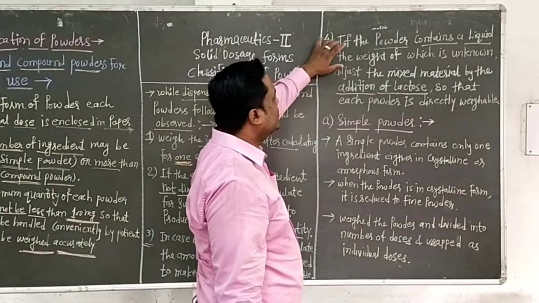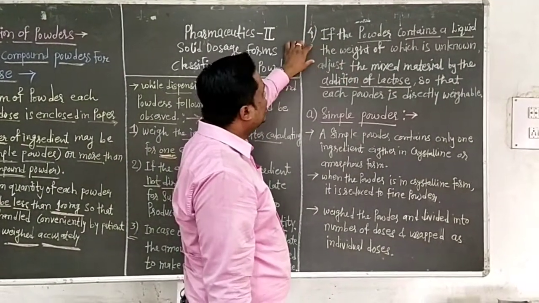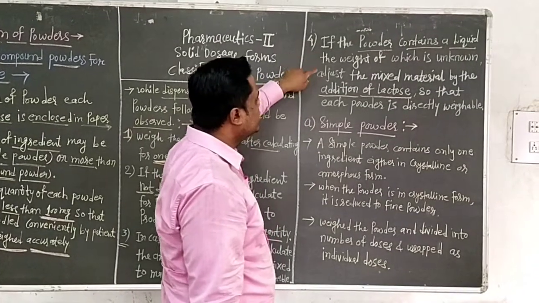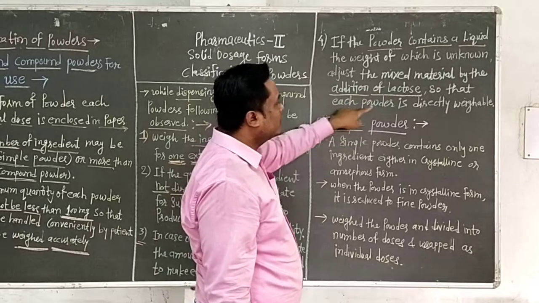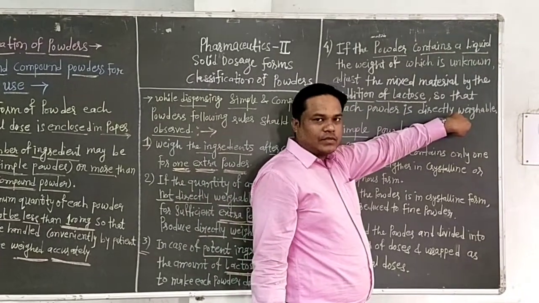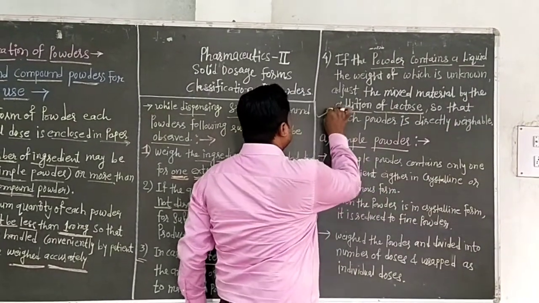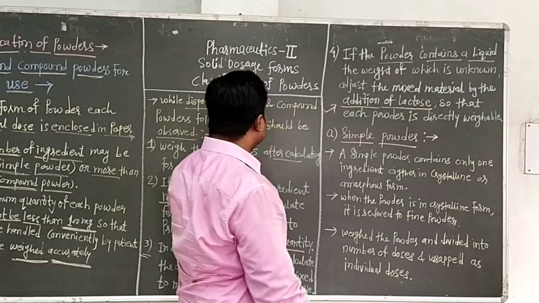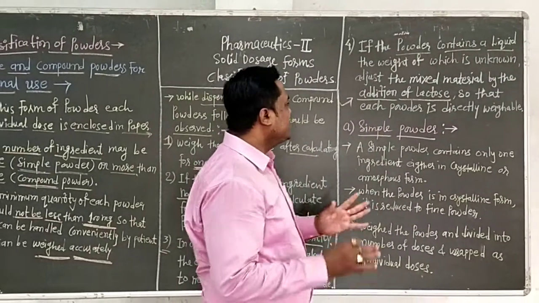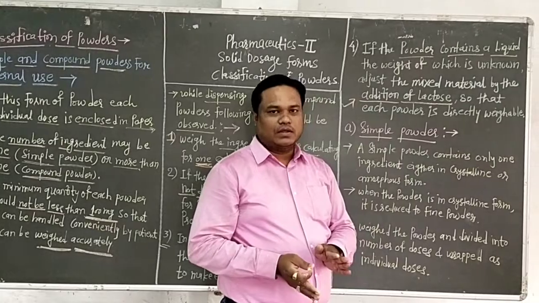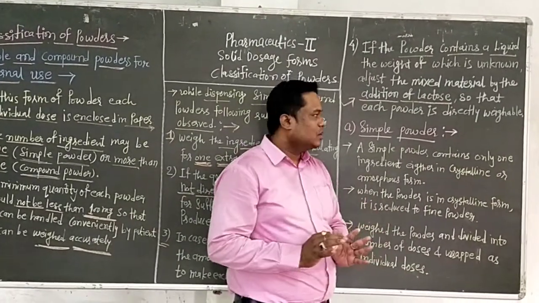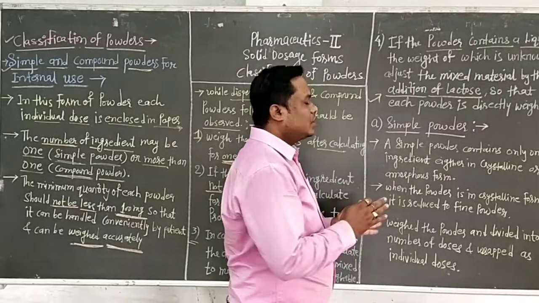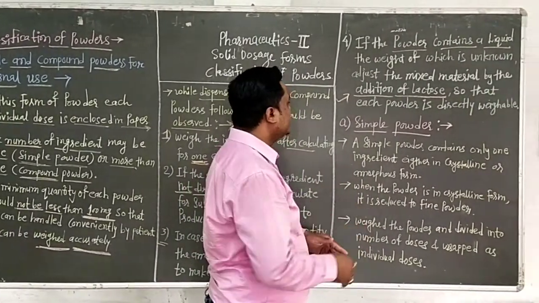And the fourth condition is if the powder contains a liquid, the weight of which is unknown, then adjust and mix the material by addition of lactose so that each powder is directly weighable. These are some rules of dispensing simple and compound powder, means the quantity should be weighable. Therefore, addition of material or adjustment should be required for the proper dose given in the prescription.